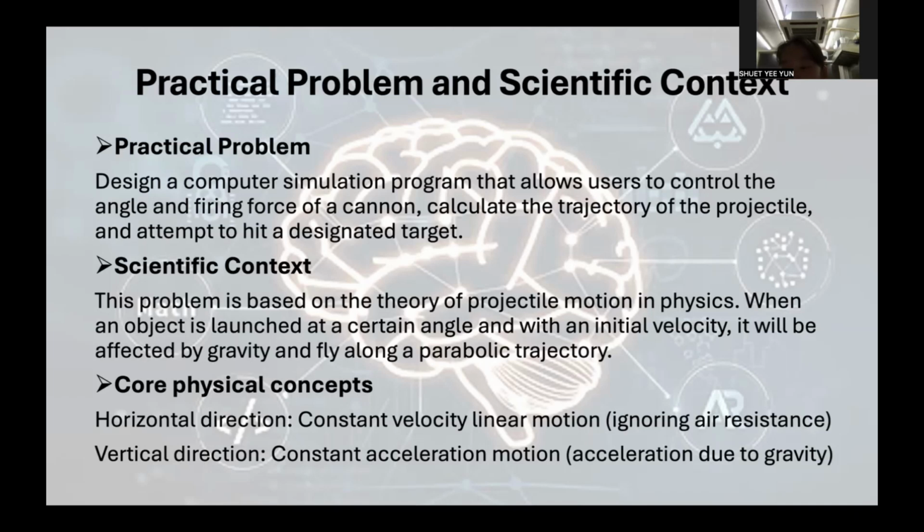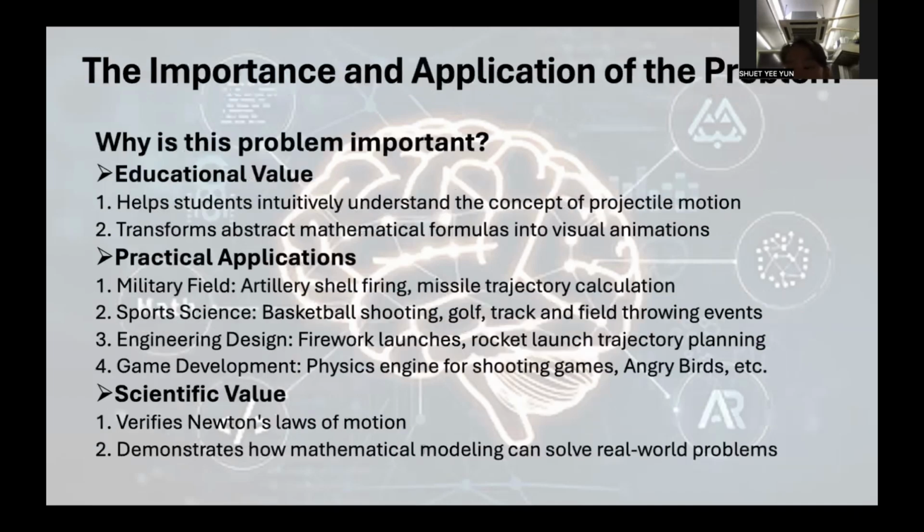When an object is shot at an angle with some speed, gravity pulls it down. It moves in a curve called a parabola. The model has two main ideas. Horizontally, the ball moves at a steady speed because we ignore air push. Vertically, the ball moves with a steady pull from gravity.